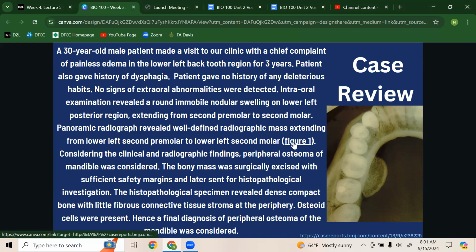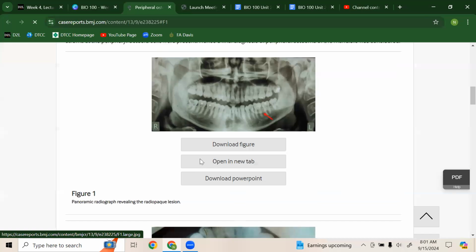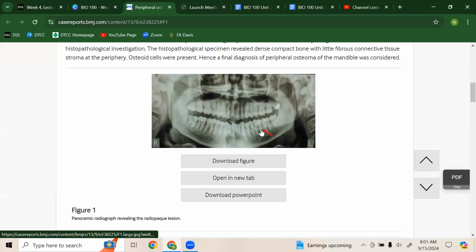Let's take a quick look. So you see this football-shaped mass here. This is what they're talking about. This is that osteoma of the mandible.